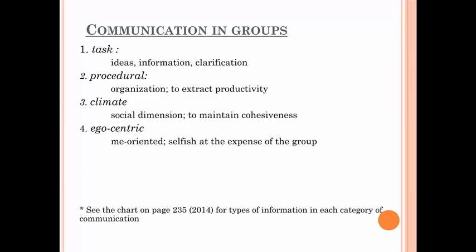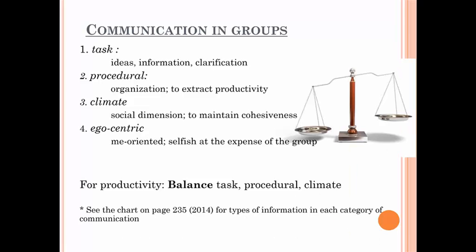And the fourth type of communication is egocentric. This is communication that is very me-oriented, very individually oriented, and so this is someone who is selfish at the expense of the group. Sometimes it's a person who's completely trying to control the group. Sometimes it's someone who is just goofing off. It's someone who's malicious and trying to screw things up. And there's lots of ways this egocentric communication can go. And of the four types, egocentric is the one that you do not want.